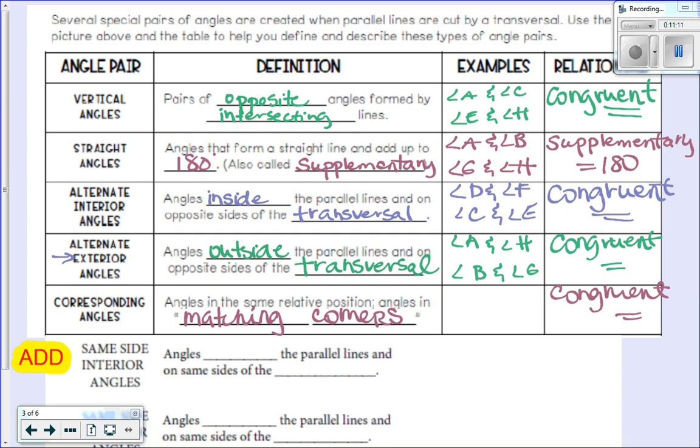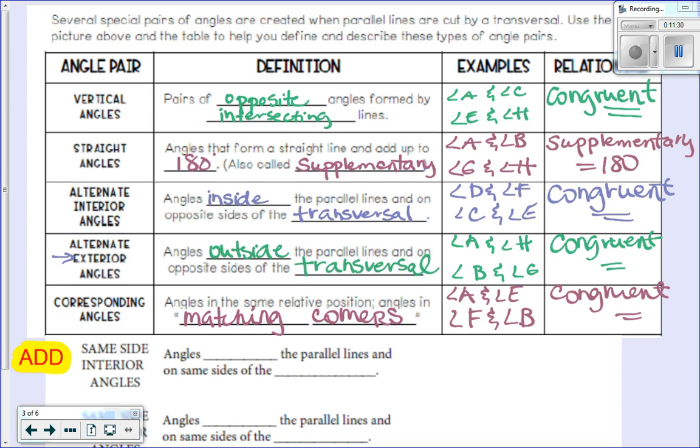And I'm just going to list two that we talked about. We said angle A and angle E are corresponding angles. We also said angle F and angle B. And then we actually talked about all four.